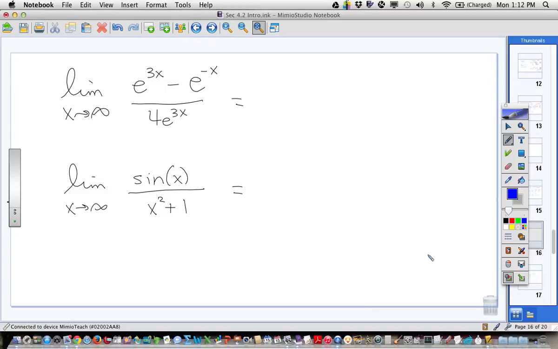So we have to know something about these functions, think about these functions, and so forth. Now we notice we have an exponential. Now let me make a little side note here. Let me do this in red.